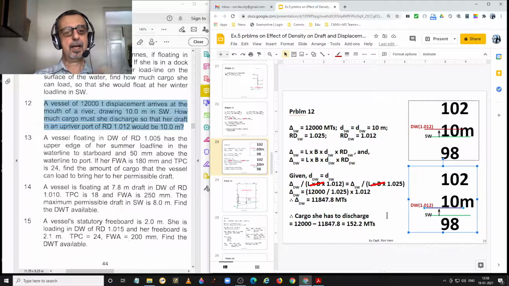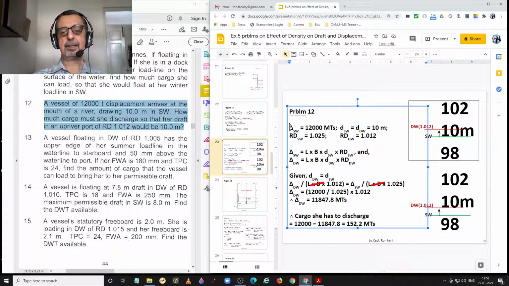Once again, her freshwater allowance and TPC is not given to us in the problem, so we have to work this out using the length breadth draft method. So let's start. The data given to us in the problem is this. Her displacement in salt water is 12,000 metric tons.